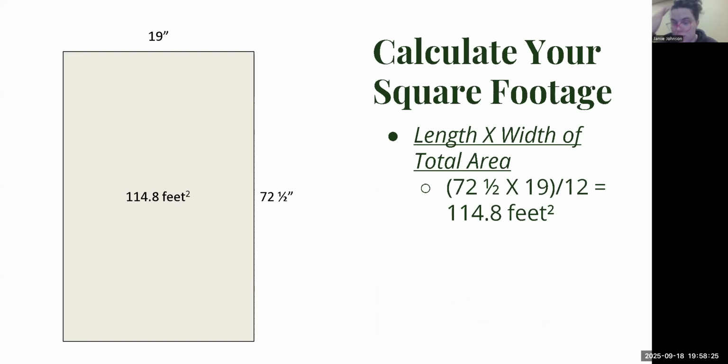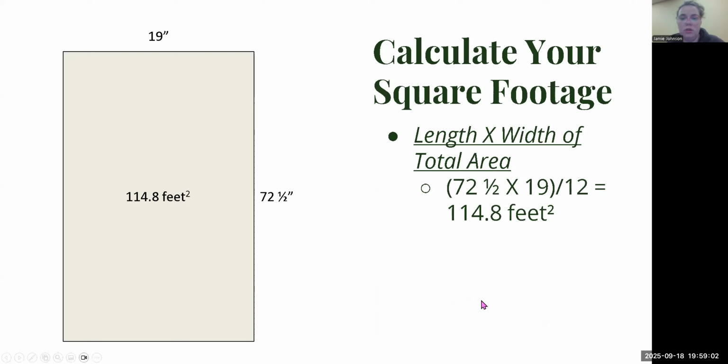We don't want inches because inches isn't usually applicable to most crops. So we're going to take 72.5 times 19, and divide that whole thing by 12, which is why the parentheses are there, because there are 12 inches in a foot. I should do a video on dimensional analysis for unit conversion. Sounds like a great math basics video. We'll get there. So if we do all that math, it is 114.8 square feet.